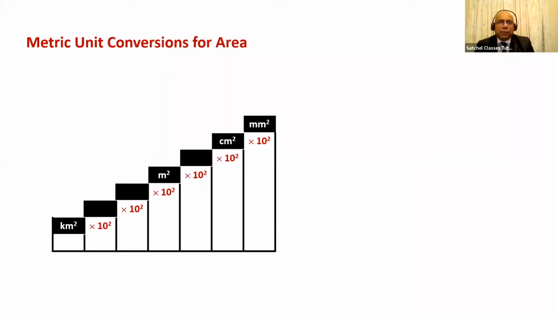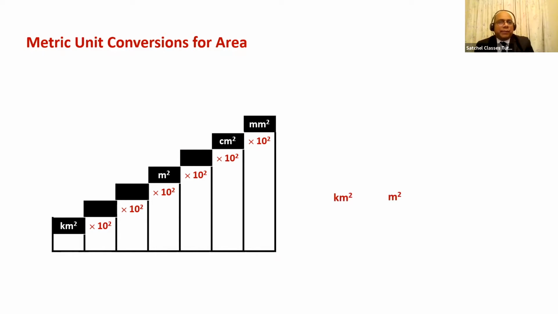What that means is, if you remember these steps that we had done in linear unit conversions, metric unit conversions for linear units, each step was 10 units. Every step you climb up, you multiply by 10, and every step you climb down, you divide by 10. But in case of area, if you want to convert from one unit of area to another unit of area, then each step will be the square of 10. Each step you go up, you multiply by 10 squared, and each step you walk down, you divide by 10 squared. Just remember that. In case of area, that's the little correction that you need to make.